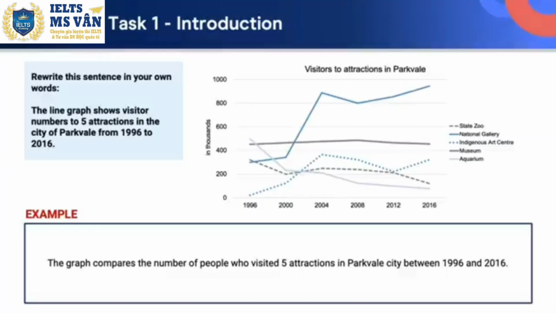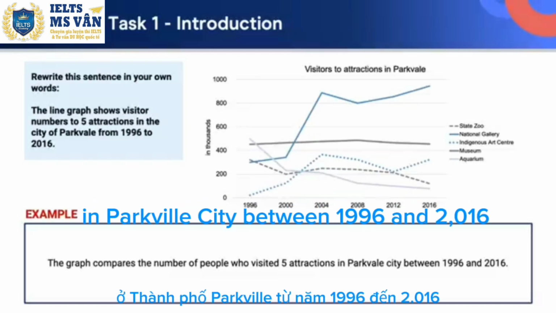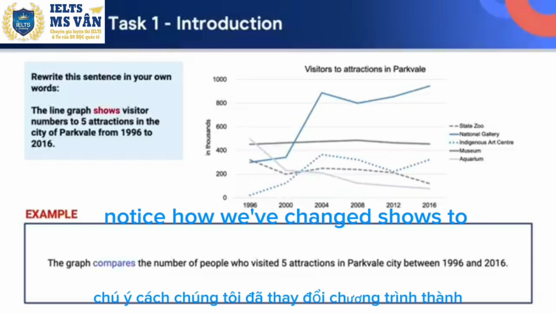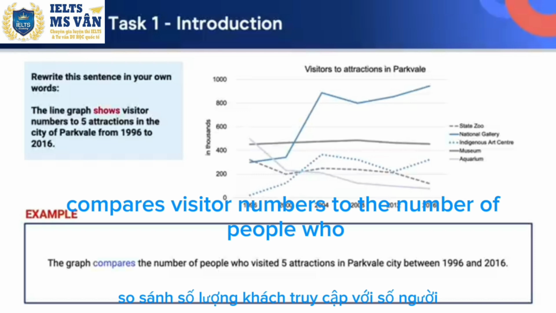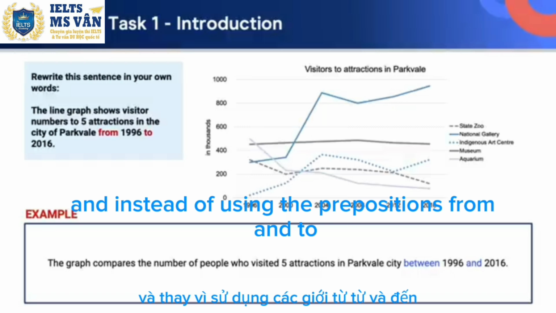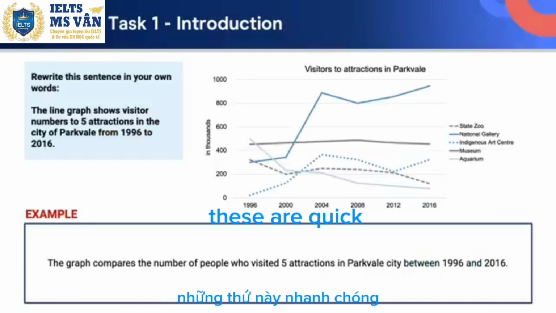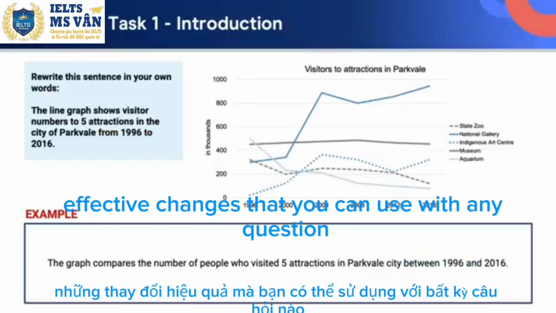Here it is. The graph compares the number of people who visited 5 attractions in Parkville City between 1996 and 2016. Notice how we've changed shows to compares, visitor numbers to the number of people who visited, and instead of using the prepositions from and to with the years, we've used between 1996 and 2016. These are quick, effective changes that you can use with any question.